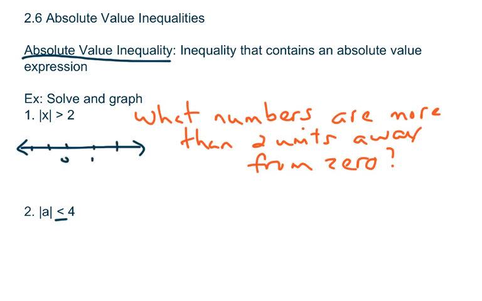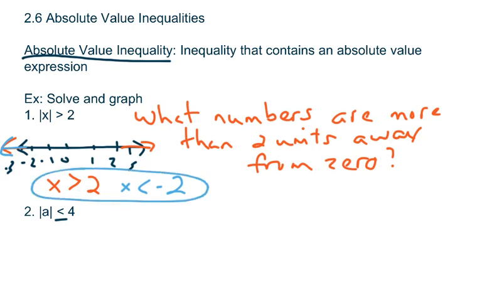We'll put 0 here, 1, 2, -1, -2. If we wanted to put 3 and -3, we could certainly do that. So what numbers are more than 2 units away from 0? Well, that's everything outside of the 2's, to the left and right. So our answer here for number 1 would be x is greater than 2. Any number bigger than 2 is more than 2 units away from 0. And anything to the left of -2 would also be farther than 2 away from 0. So this would be our answer right here: x is greater than 2, or x is less than -2. That's a very basic example.